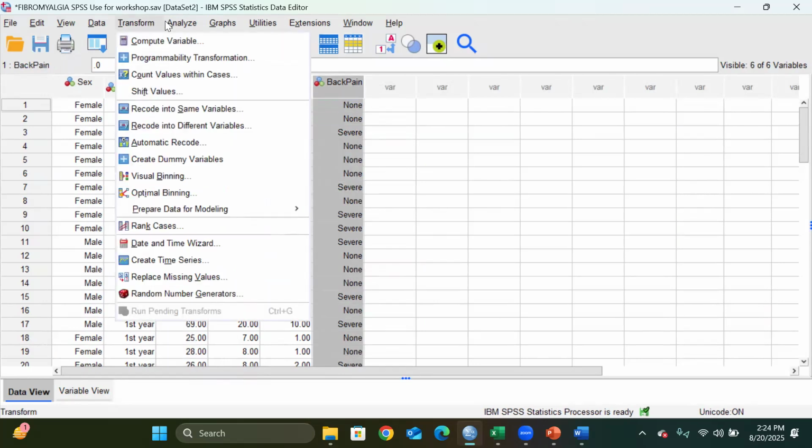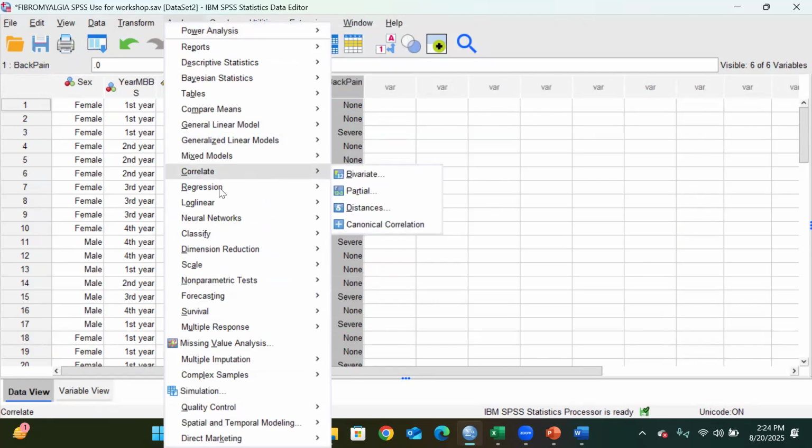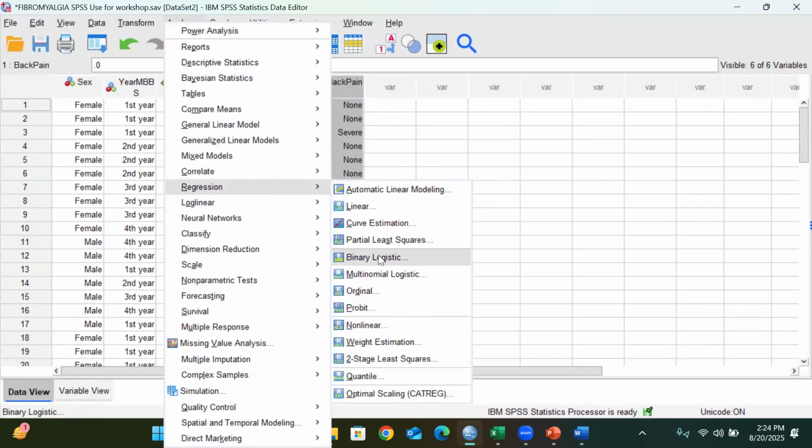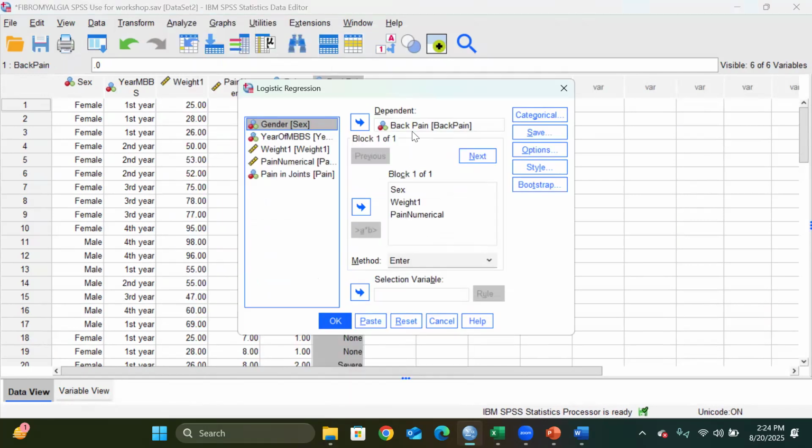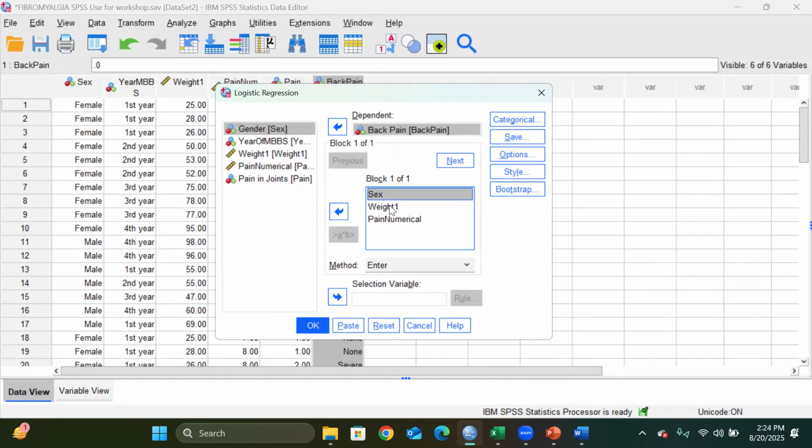Okay, let me analyze. I will go into regression, then binary logistic. Back pain is my dependent variable. It has two groups, none and severe, and these are my independent variables: sex, weight, and year of MBBS.